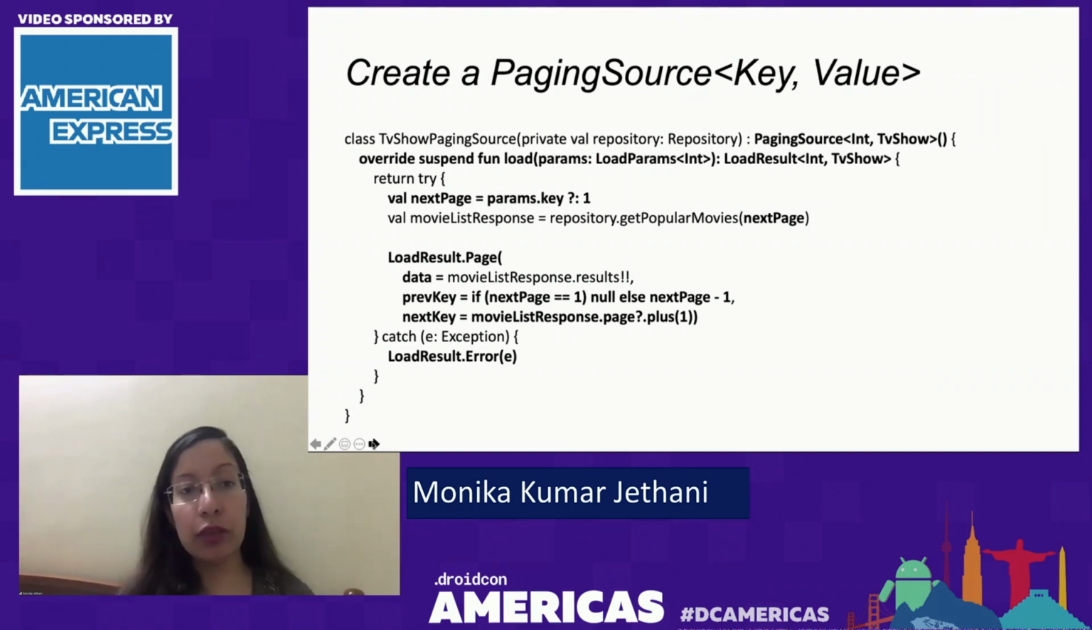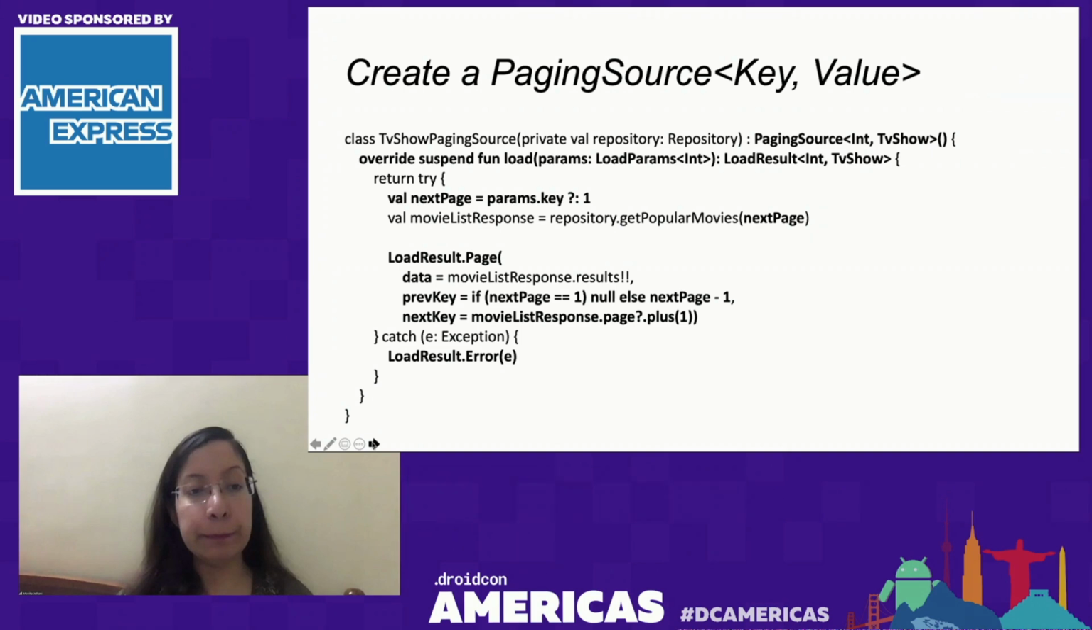And the next time the load function gets called after the initial load, the second time, the key will have value 2. So the second page will be fetched, and the result will be returned with the previous key as 1 and the next key as 3. And if at any point there's an error in loading the data, then LoadResult.Error will be returned with the exception.